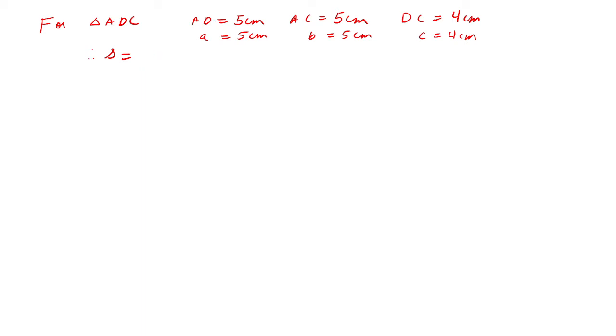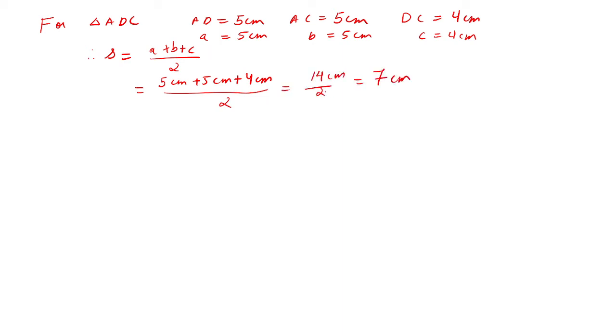Here you can write AD, and instead of writing this, if you want to write C, you write here C. You can write this as A also, not a problem, okay, with the notation. Clear? Therefore what is S? It is A plus B plus C by 2. So what is A? 5 centimeter plus 5 centimeter plus C is 4 centimeter, by 2. Okay, so this will give you 14 centimeter by 2, and that will give you 7 centimeter, because 2 into 7 is 14.